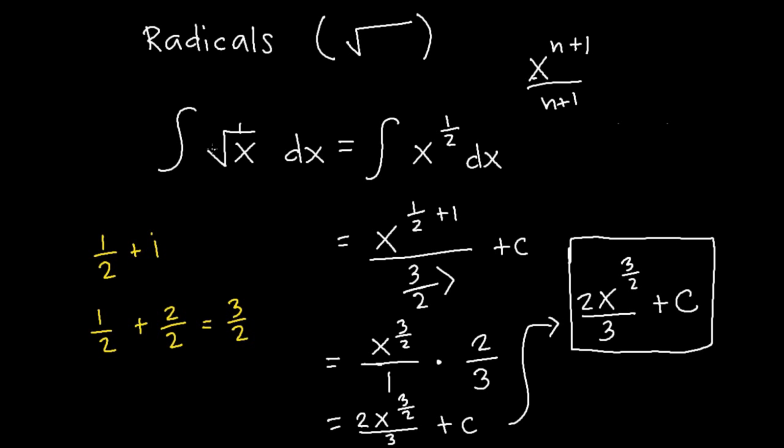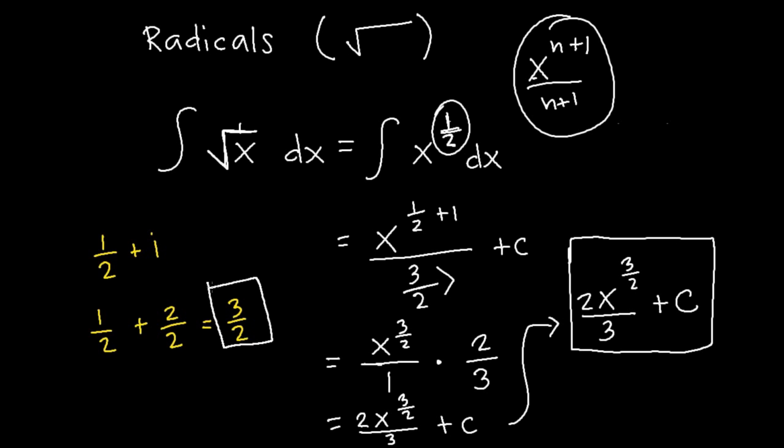Ang first step is ang square root or radical sign gi-express nimo into exponent. So x raised to the power of 1/2. So sa forma na ni, mag-use na nimo, ang 1/2 plus 1 is equals to 3 over 2 over n plus 1, which is kanira ga-pon 3 over 2. Busa na 3 over 2 dire.